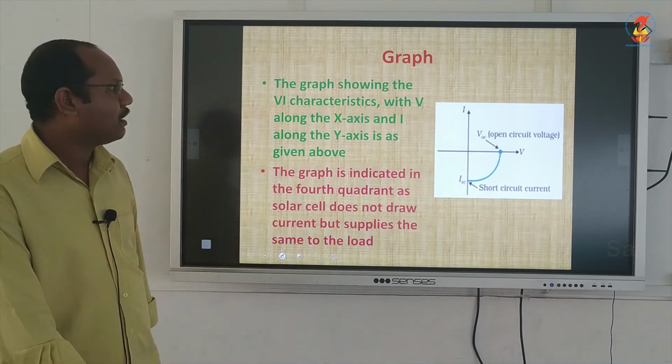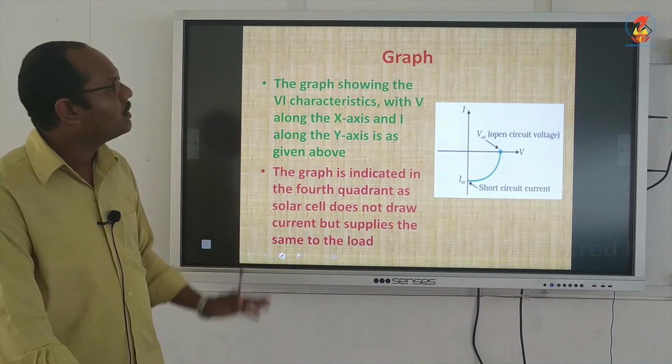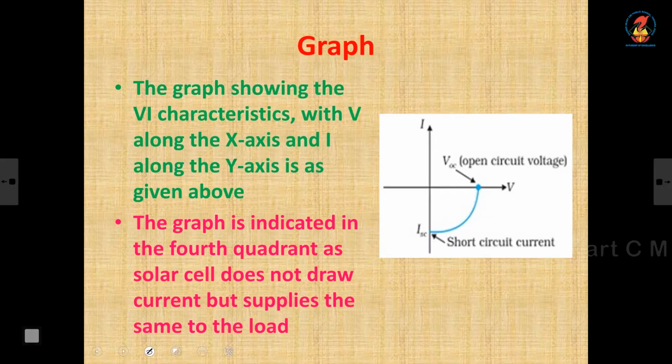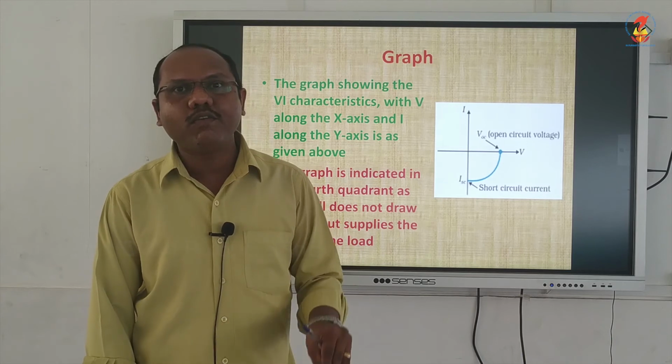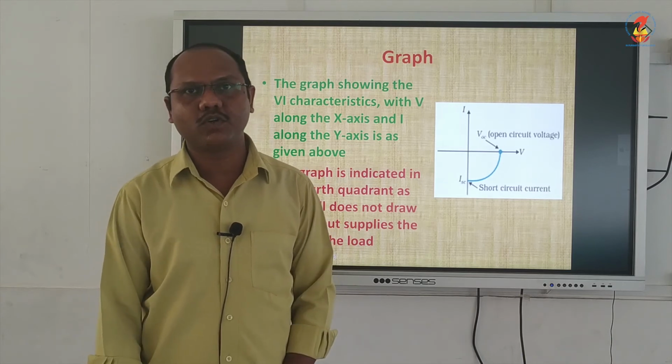Now just see the graph. The VI graph of the photodiode is in the fourth quadrant. Here I have marked open circuit voltage and here I have marked short circuit current. Why is the VI graph in the fourth quadrant?